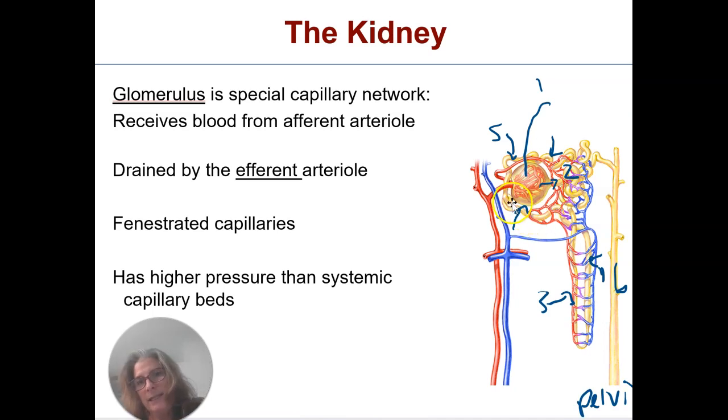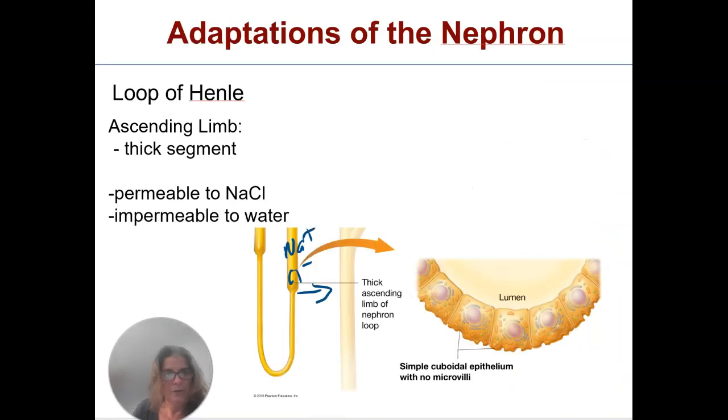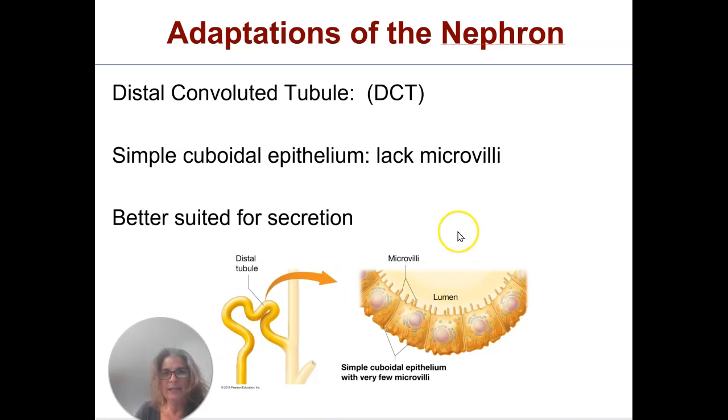Notice when the DCT wraps around, it actually comes in contact with the afferent arteriole. It actually touches, and we'll be looking at that next. So if we return to our rolled out view, we have our DCT. Now our DCT is still simple cuboidal, but it doesn't have microvilli, very few microvilli. So you can see that there's a little bit, and it's best suited for secretion.